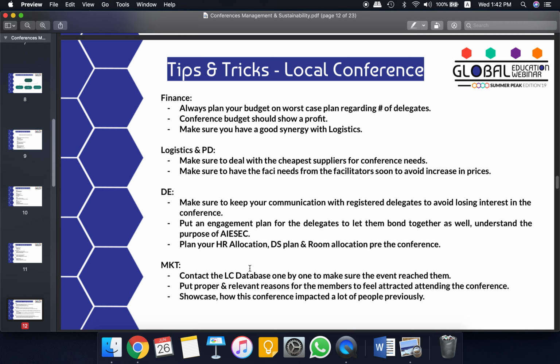For logistics and PD, you need to make sure that you deal with the cheapest suppliers for a conference's needs. Make sure to get the fast needs from the facilitators soon to avoid any increase in prices.